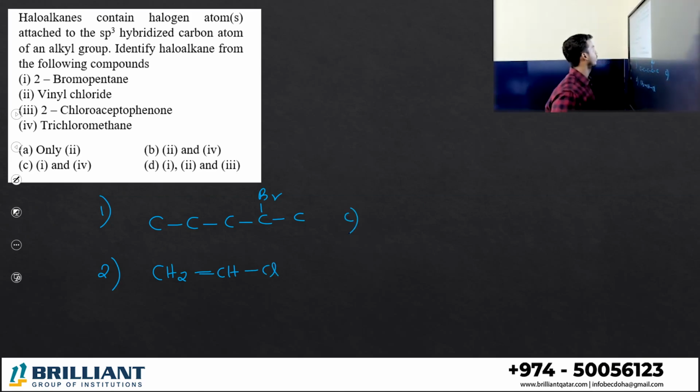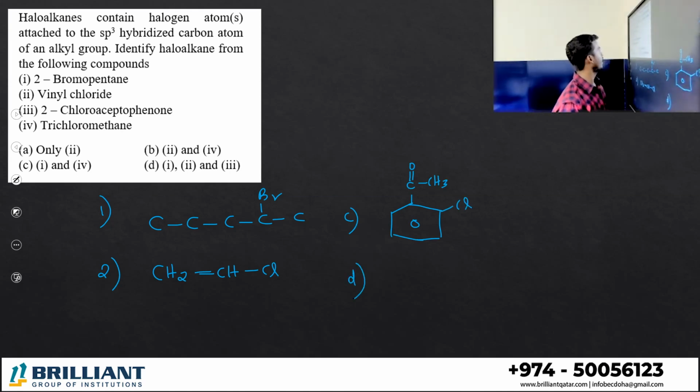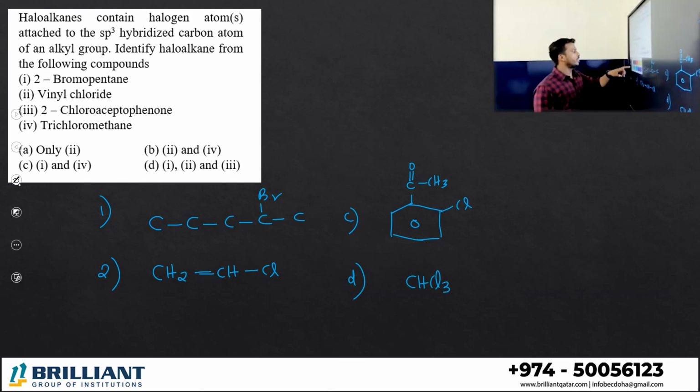What is a vinyl group? CH2 double bond CH single bond chloride. What is the third option? 2-chloroacetophenone. What is acetophenone, dear all? Benzene with the COCH3, and 2-chloro. What is option D? Trichloromethane, CHCl3, chloroform.